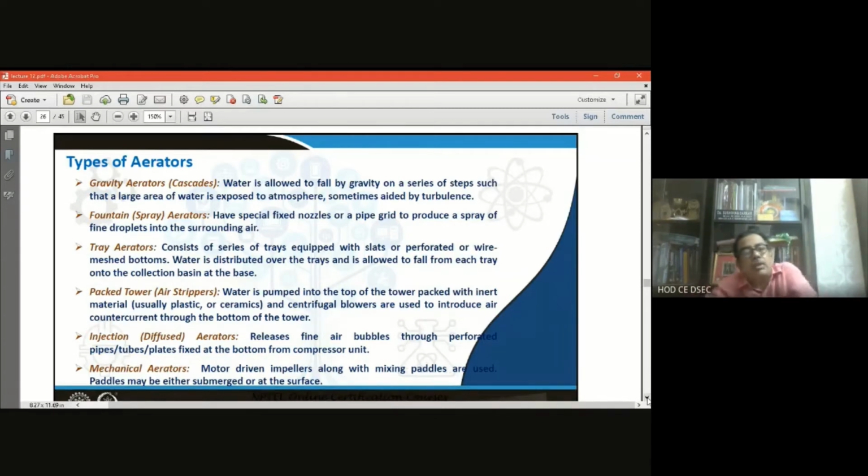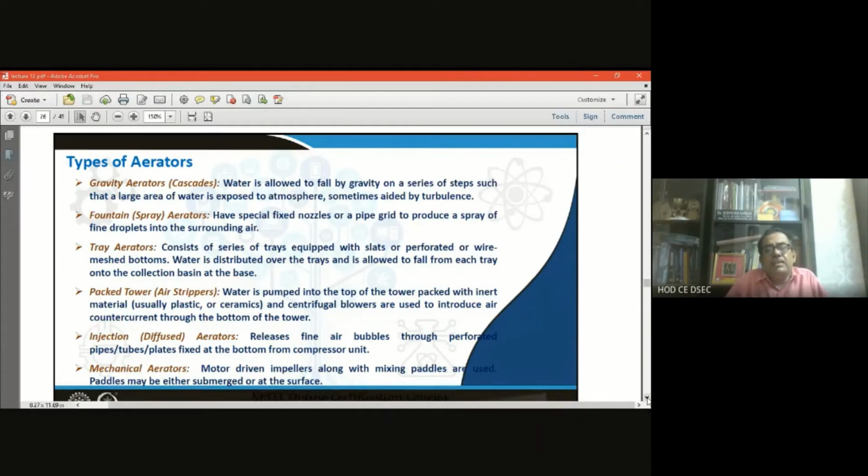Now, when I talk about the fountain aerators or spray aerators, that means a nozzle system is there. Special fixed nozzles or a pipe grid to produce a spray of fine droplets into the surrounding air. Then the tray aerators. It consists of a series of trays equipped with slats or perforated or wire mesh bottoms. Water is distributed over the trays and is allowed to fall from each tray onto the collection basin.